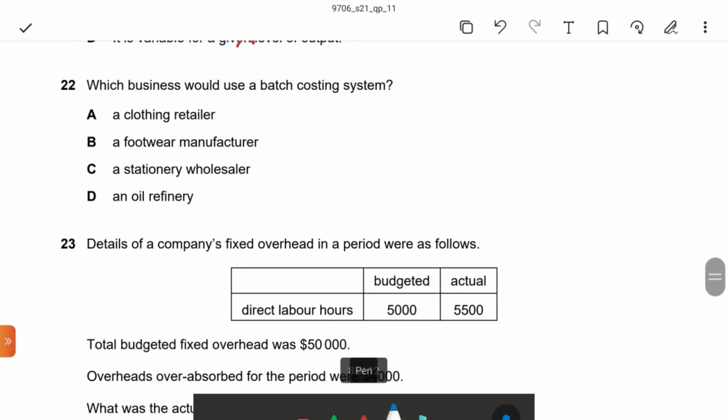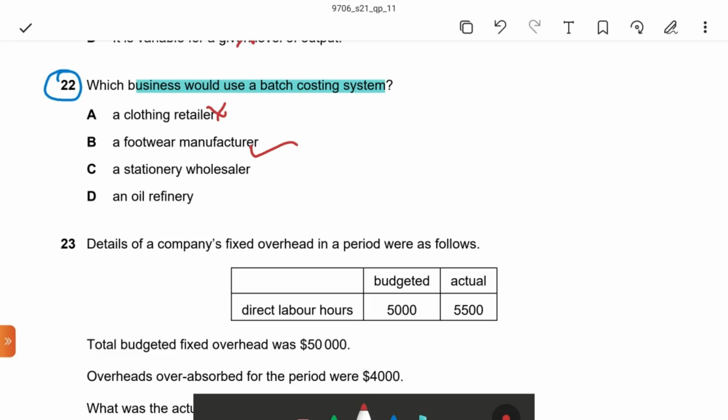Next, question number 22. Which business would use a batch costing system? What is batch cost? Batch cost means producing a group of products and calculating the cost together. So a clothing retailer would never use batch costing because they will have different types of clothes. Footwear manufacturers, yes. They will produce as a batch, and there they will apply the batch costing system. So the correct answer is footwear manufacturer.